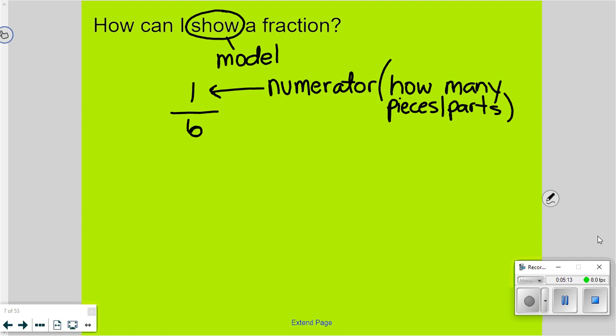All right, let's talk about this portion of my number. What is that portion called? Get out of your desk. Bryson. Denominator. I'm writing, you're writing. Denominator.